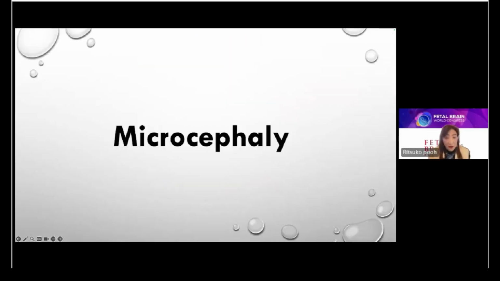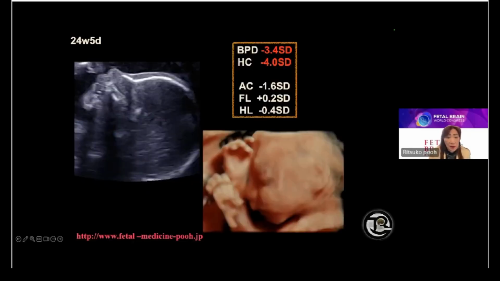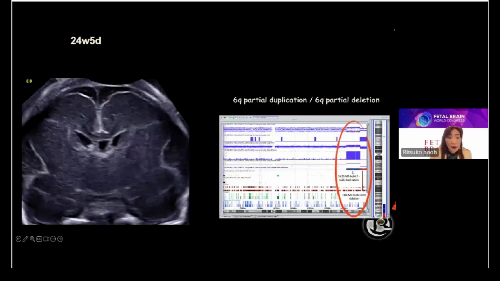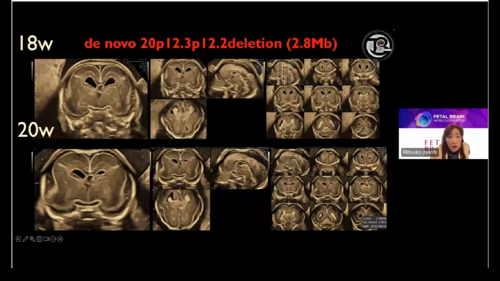Now going to microcephaly, and here you can see this case at 24 weeks of gestation. This is a very old case, the 2013 case. And here you can see it is very abnormal for 24 weeks of gestation. And this is the case of 6q partial duplication and 6q partial deletion, and it is quite difficult to find that by G-band. And also, a partial deletion case with microcephaly, this is the 20p12.3 deletion.